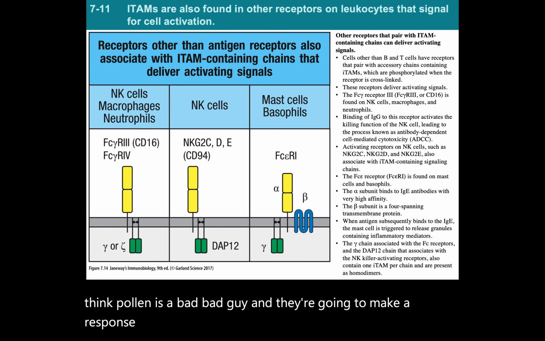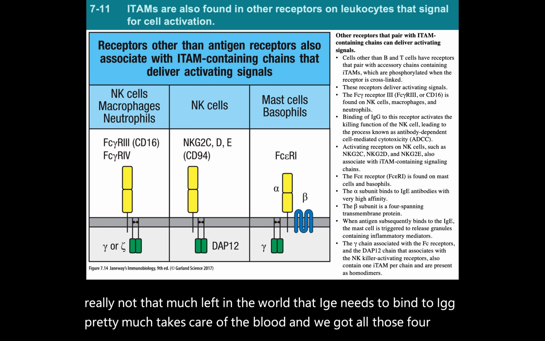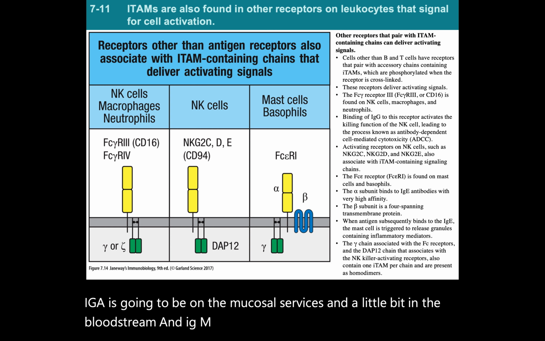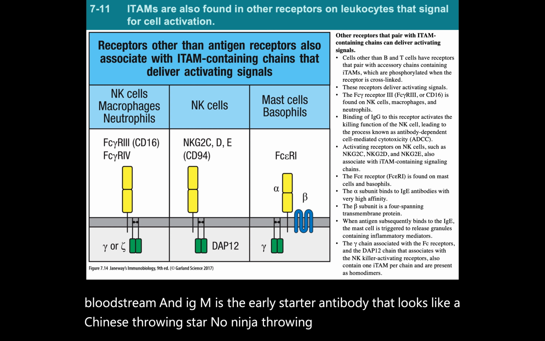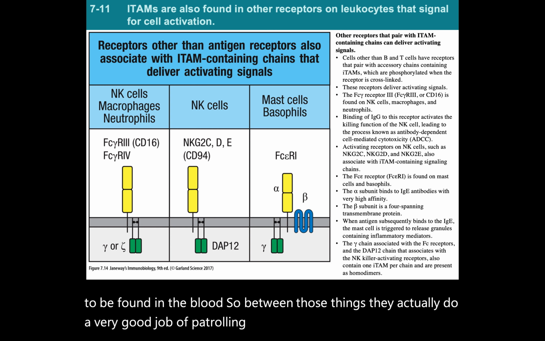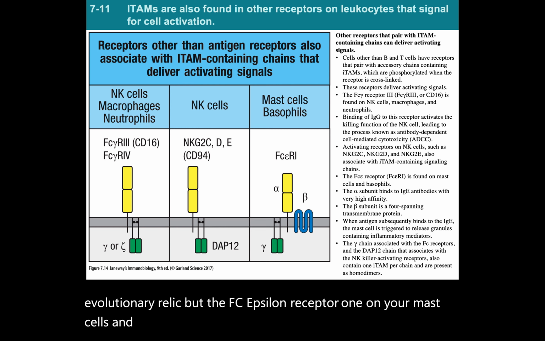And that's what you will perceive as allergy, because there's really not that much left in the world that IgE needs to bind to. IgG pretty much takes care of the blood. We got all those 4 types. IgA is going to be on the mucosal surfaces and a little bit in the bloodstream. And IgM is the early starter antibody that looks like a Chinese throwing star. No, ninja throwing star. And that's also going to be found in the blood. So between those things, they actually do a very good job of patrolling your body. And IgE is kind of an evolutionary relic. But the Fc epsilon receptor 1 on your mast cells and basophils, that's the reason why we have allergies.